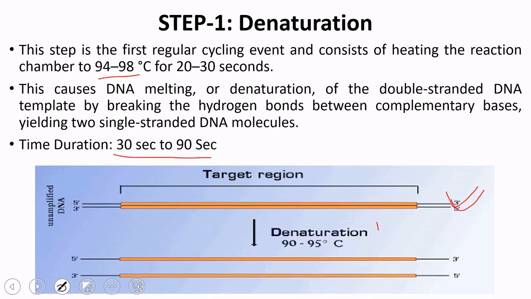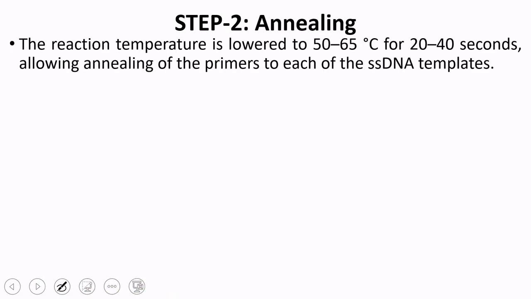So this is the original DNA, and after denaturation we will have two separate single stranded DNA. After this denaturation process, we go to the second step, called the annealing step. In this step, the reaction temperature is lowered from 94 to 50 to 65 degrees centigrade for 20 to 40 seconds on average. This decrease in temperature allows the primer to bind to the single stranded DNA.